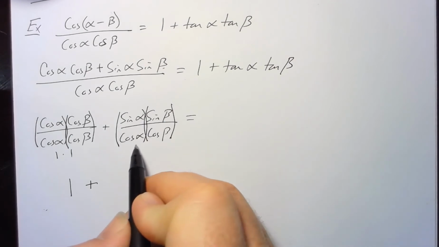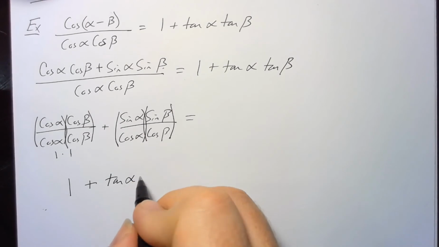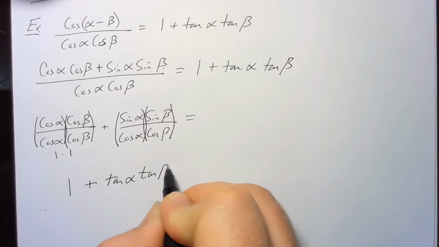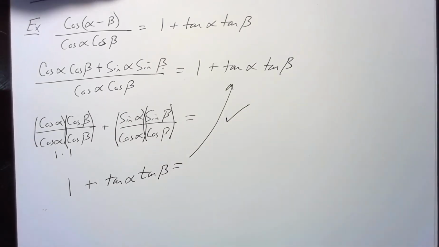So sine of alpha divided by cosine of alpha is technically the tangent of alpha. This is also true for the sine of beta divided by cosine of beta. That's the tangent of beta. And that is actually equal to that other side. And it does verify that identity.